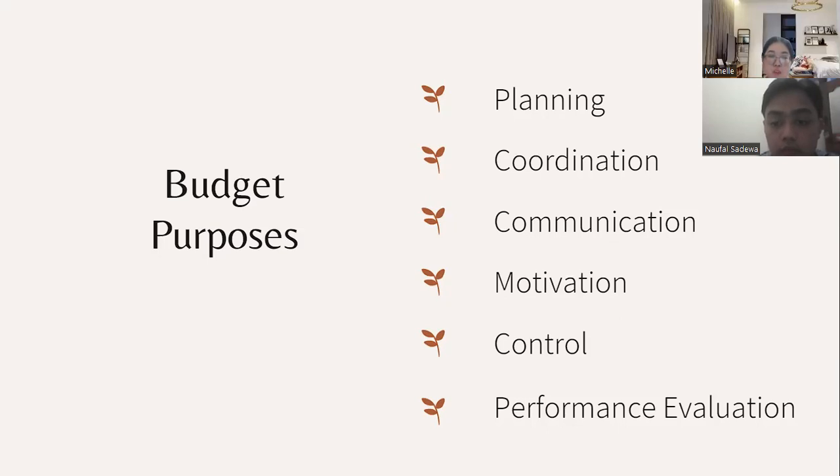And the third one is communications. In communication, we have to deliver the plan to other responsibility center managers. And we have to make the communication effective, so that all departments are kept fully informed of the firm's plans, policies, and constraints. We also have to ensure the appropriate individuals are made accountable for implementing the budget.